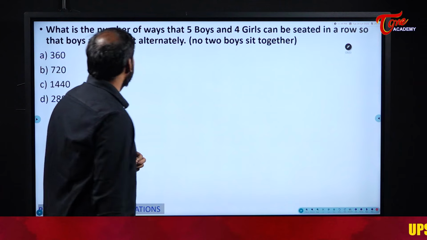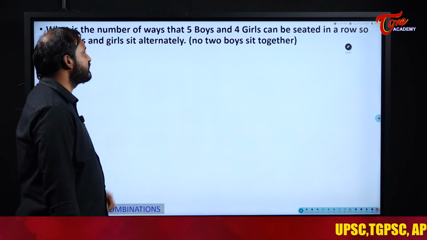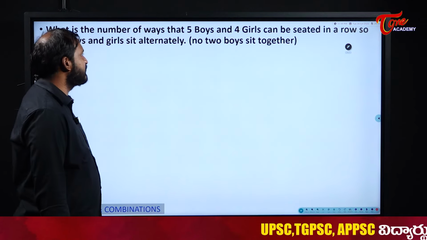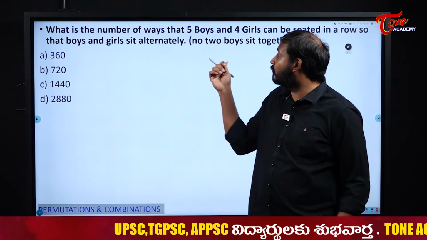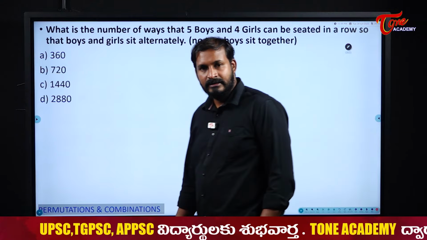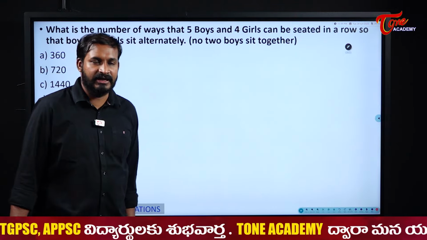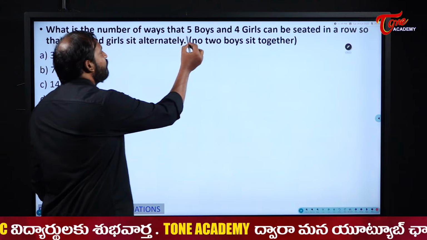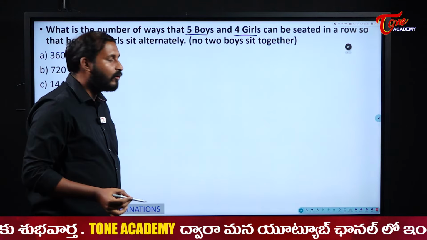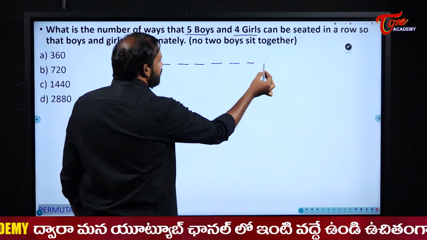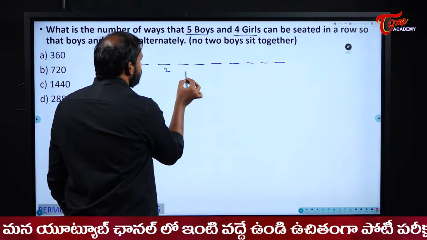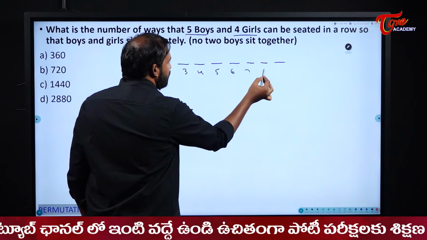Now, what is the number of ways in which 5 boys and 4 girls can be seated in a row so that boys and girls sit alternately? Boys and girls should sit alternately. No 2 boys sit together. No 2 boys should sit together here. So total how many are there? 5 boys and 4 girls. Okay. So 1, 2, 3, 4, 5, 6, 7, 8, 9.